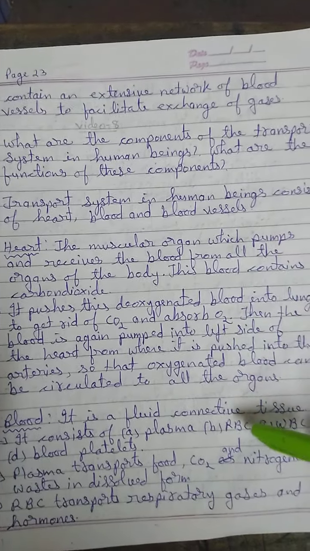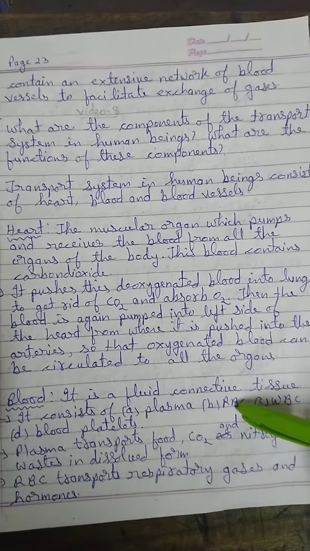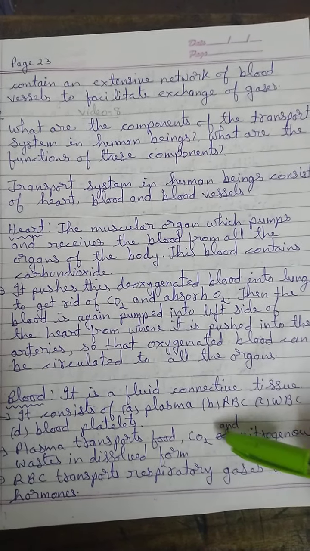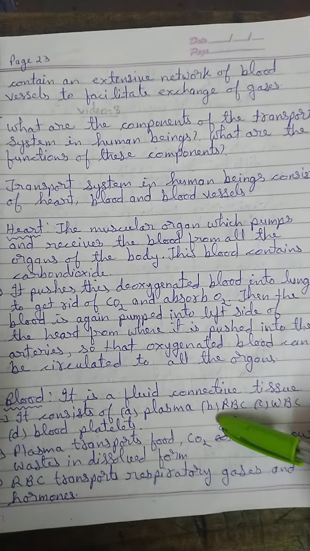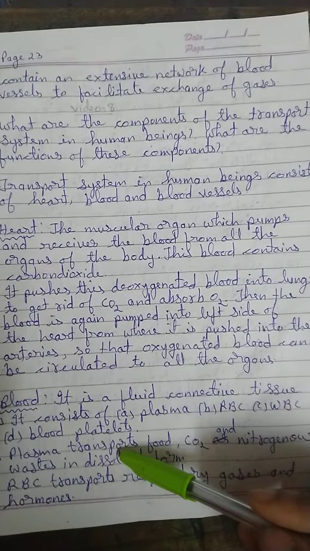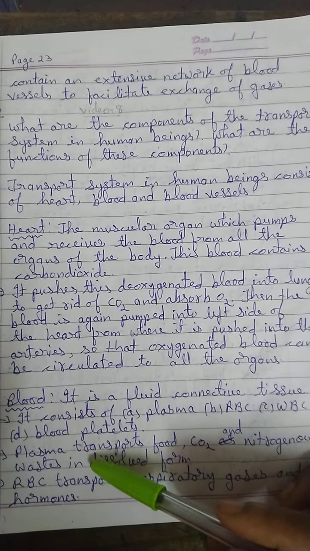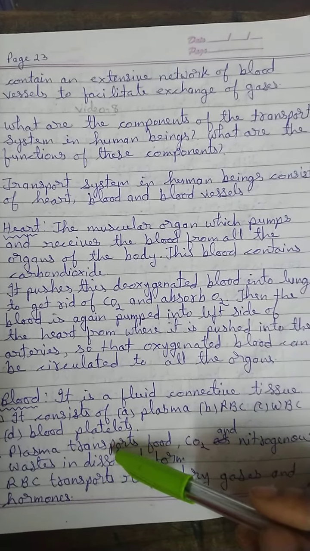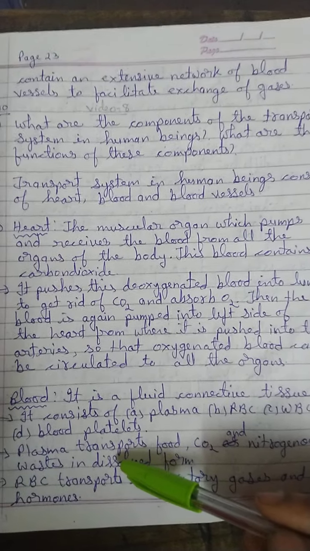The blood is a fluid connective tissue. It is a liquid connective tissue which connects the organs. It consists of blood plasma, RBC, WBC and blood platelets. Plasma is the liquid part of the blood in which the blood cells, RBC, WBC and the platelets are suspended.